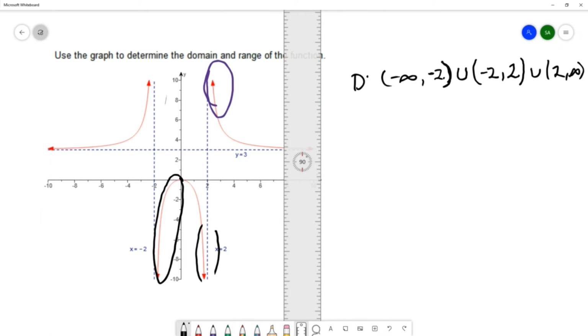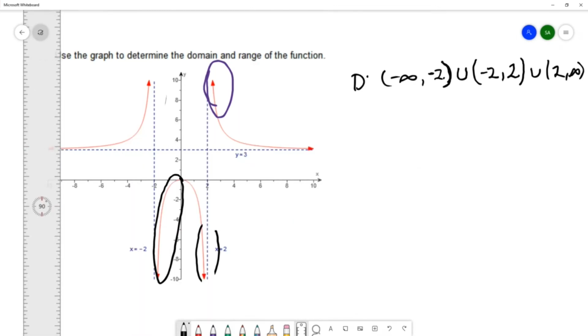So this is my domain. The domain of this graph is from -infinity to -2, union with -2 to 2, union with 2 to infinity. If we think about this on a number line, we're saying that -2 and +2 are not part of the domain, and every other number on the x-axis is a part of the domain.